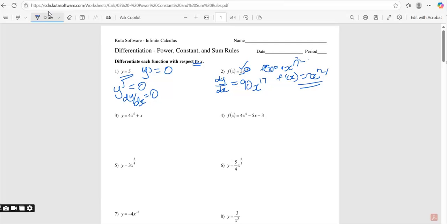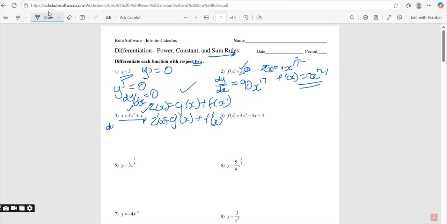Number 3 is y is equal to 4x to the power 5 plus x. So we see here we have to apply the sum rule. The sum rule says that if you are given a function, let's say z of x is equal to g of x plus f of x, you first derive the first function, and then the next one. So here we see we have a function in the sum form, so we first have to derive this one and then the next one.